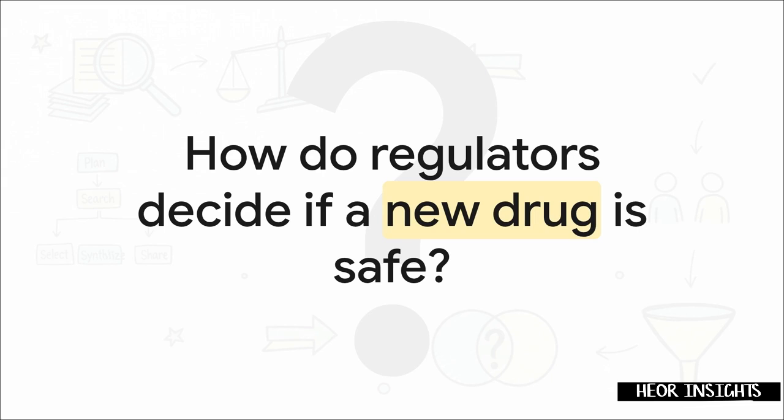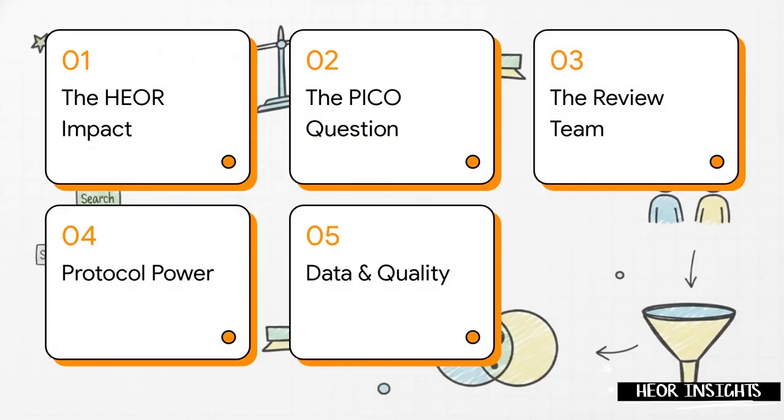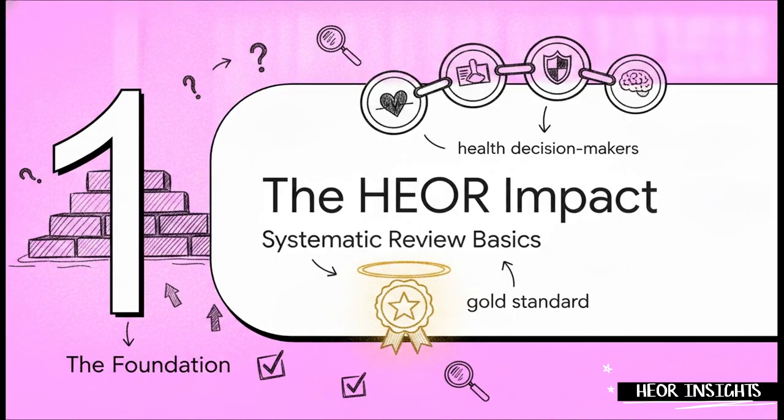They form the absolutely critical regulatory framework for real-world drug licensing, insurance coverage, and health technology assessments. So we'll be following a highly structured path today. First up, the HEOR impact. Then, the PICO question. Third, the review team. Fourth, protocol power. And finally, data and quality assurance. All right, let's jump right into section 1, the HEOR impact.